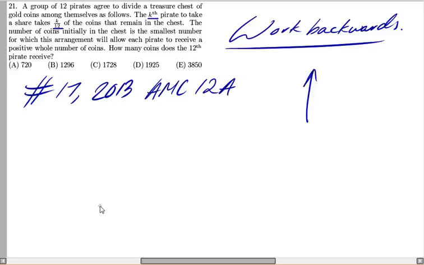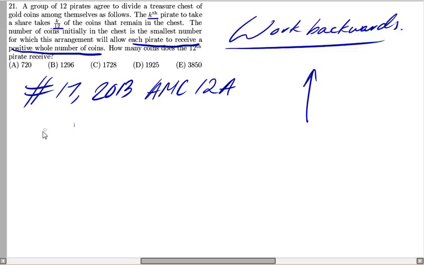A group of 12 pirates agree to divide a treasure chest of gold coins among themselves as follows. The kth pirate to take a share takes k over 12 of the coins that remain in the chest. So we want the number of coins initially in the chest to be the smallest possible to make each number in the successive process be a whole number, for each pirate to receive a positive whole number of coins.